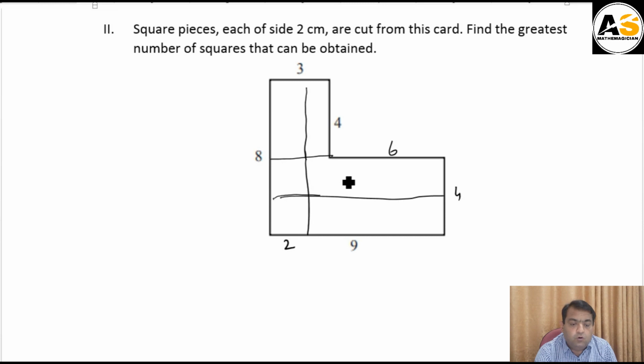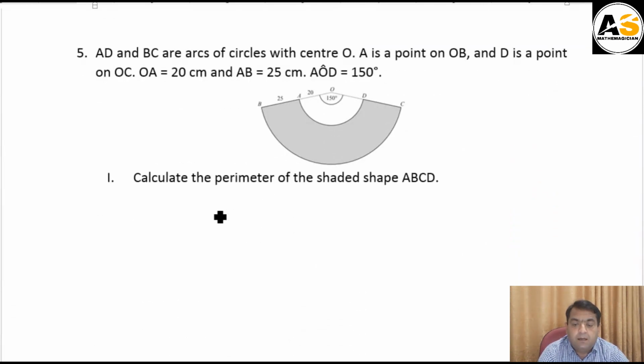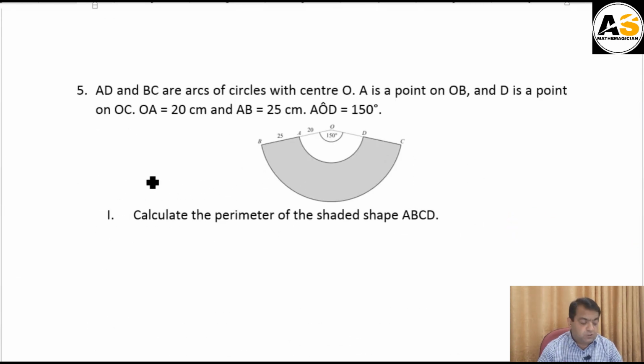And similarly for 2, I will draw a line over here and a line over here. So 2 plus 2 plus 2 plus 2. 1, 2, 3, 4, 5, 6, 7, 8, and 2 into 2, 9 and 10. We can draw 10 such squares, and this will be our wastage. So the answer to this question is 10. Now we move to the next question.